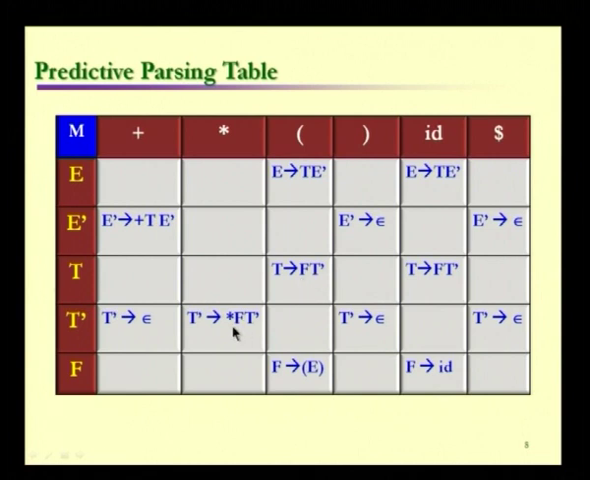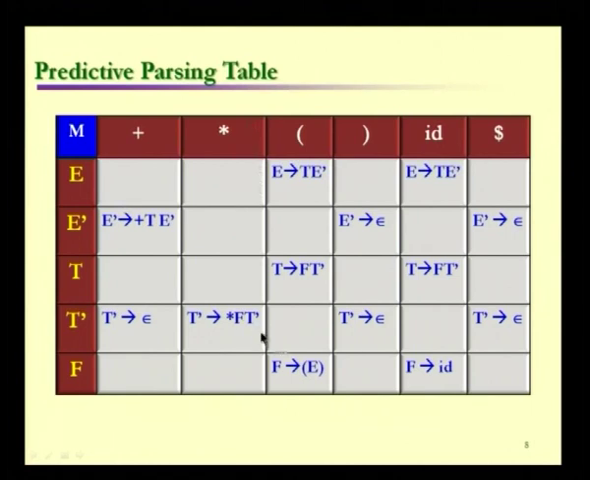And the next production is T dash derives star F T dash. As far as T dash derives star F T dash is concerned, by applying the same rule number 2, you just compute the first set of star F T dash. The first set of star F T dash is star, because it starts with a terminal. So the intersection where we would write the production is T dash comma star. So in T dash and star, we write T dash derives star F T dash.